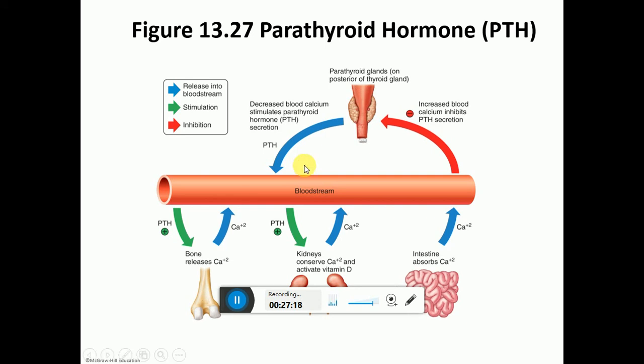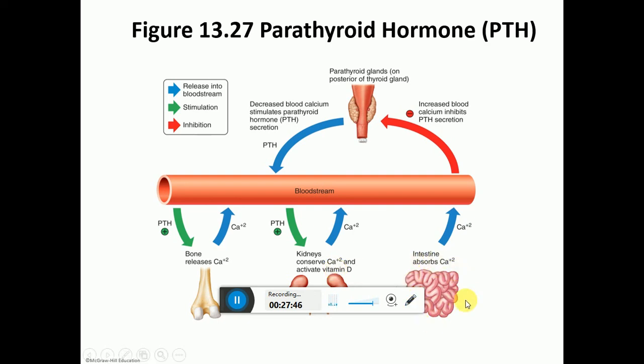So here you can see again the effect of parathyroid hormone. So these are your parathyroid glands. Parathyroid hormone is released into the bloodstream, reaches the bone, and it releases calcium. It goes to the kidneys, and it will keep calcium in the bloodstream. So it'll increase what is known as calcium reabsorption in the kidneys. It'll also lead to the activation of vitamin D.